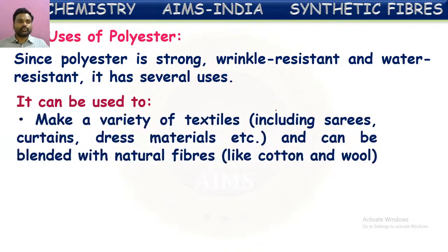It can be used to make a variety of textiles and can be blended with natural fibers. Yes, because it can be easily dyed into different attractive colors, and it is stronger than natural fibers, and mostly it is wrinkle resistant. So because of these properties, it is made into different varieties of textiles, and it is made into blended fibers also by mixing with natural fibers. We have shown already examples, polycot and polywool.